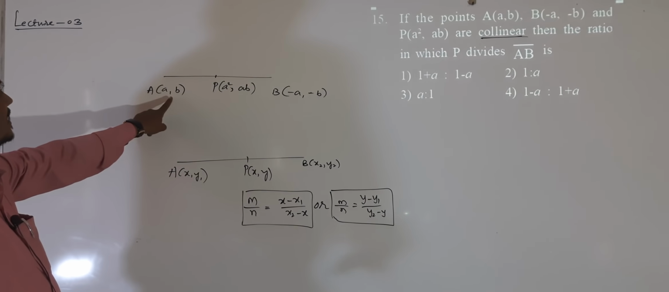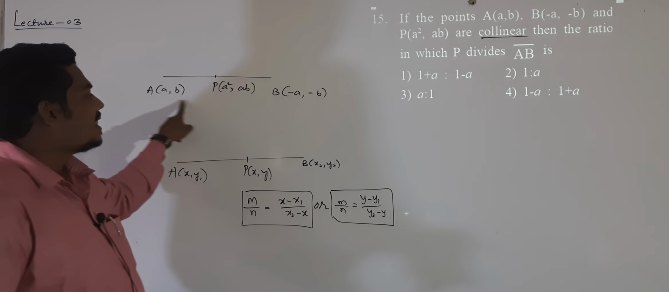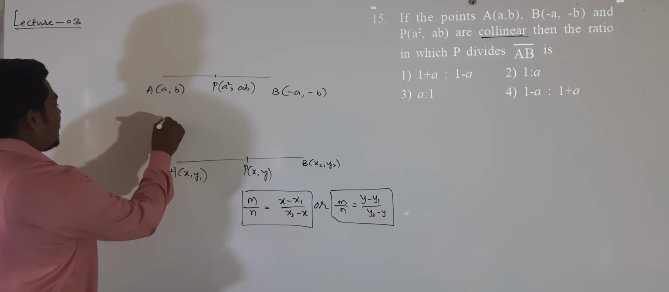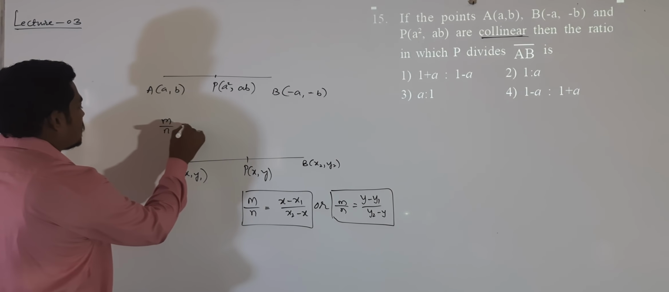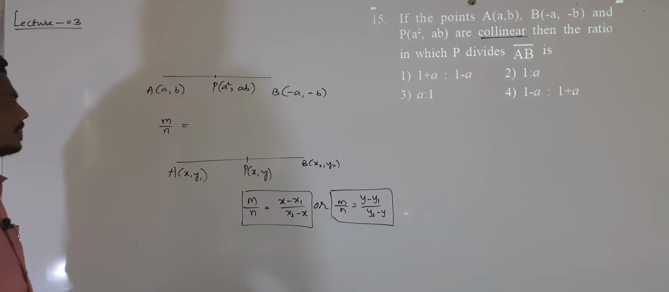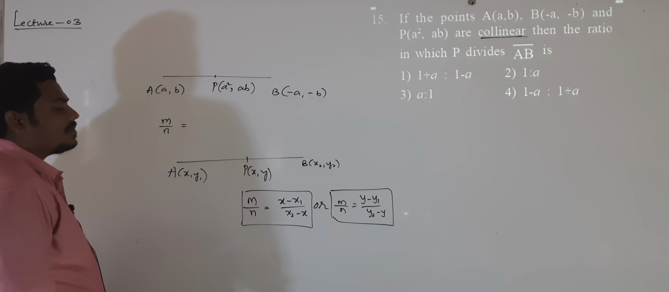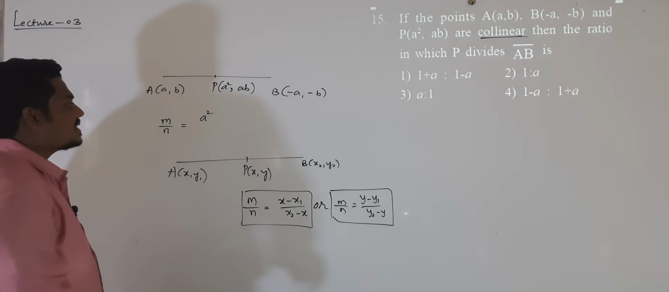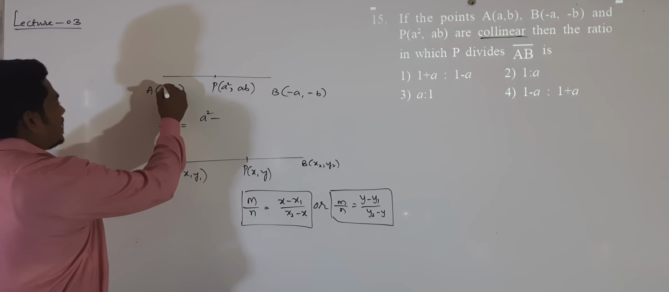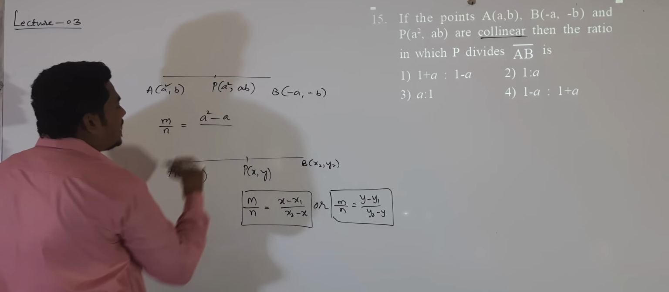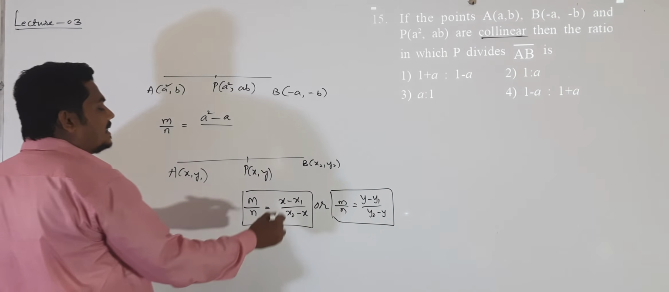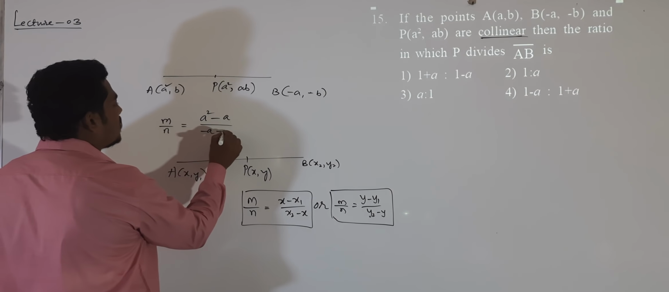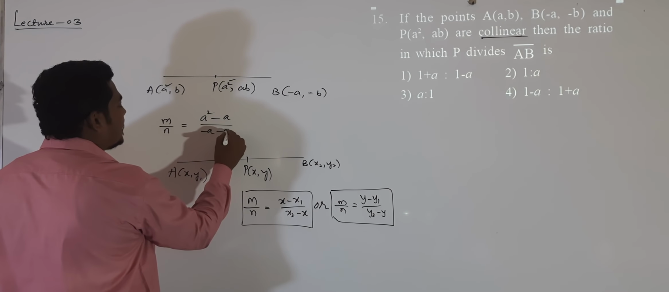Apply the same formula. Treat this point as x1, y1, this point as x2, y2, and this is x, y. M by N is equal to, we want the ratio. Ratio means M by N, right? What is the formula? X minus x1, where x1 is A square, divided by x2 minus x. What is x2 here? Minus A. So x2 minus x, where x is A square.